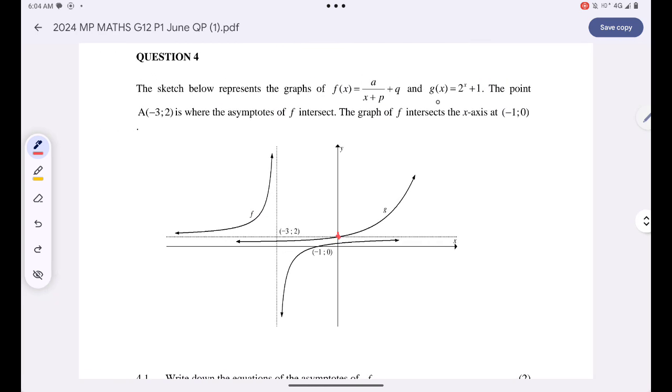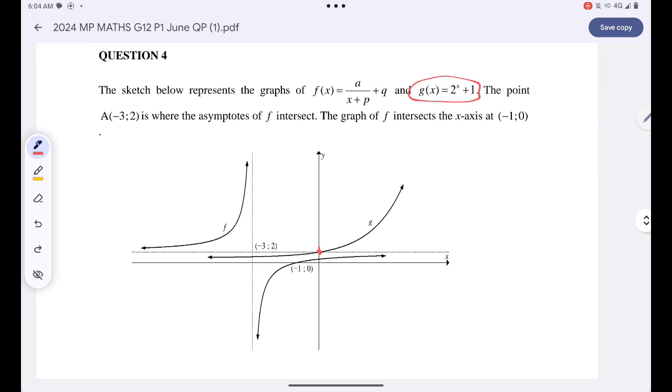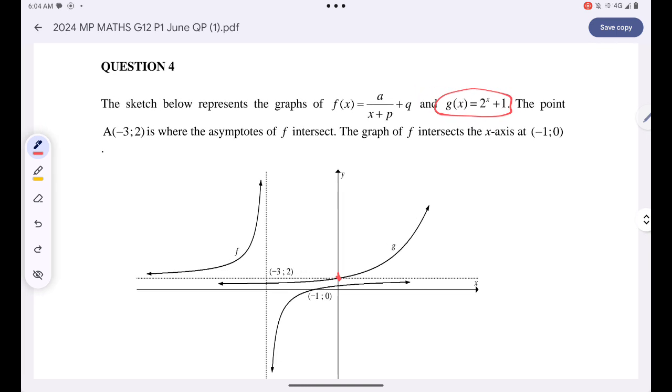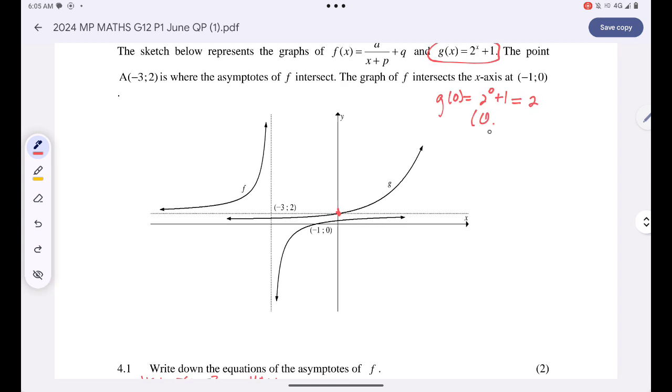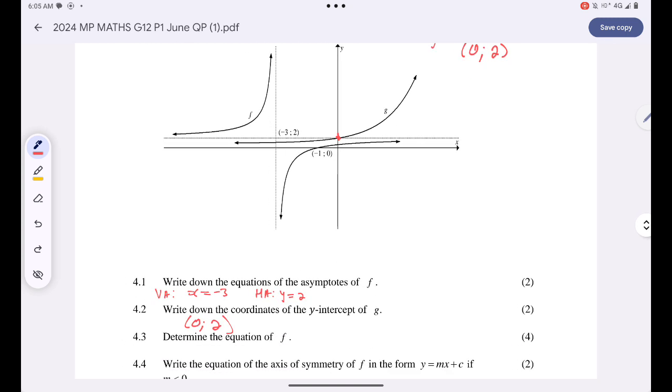Since I'm given the equation as well, I could have simply solved for my y-intercept. I don't care what kind of graph I'm dealing with, I always know that x is equal to 0. So 2 to the power 0 plus 1 will just give me 2. So I know that when x is 0 on the graph of g, its corresponding y value has to be 2. That's how I was supposed to deal with that question.